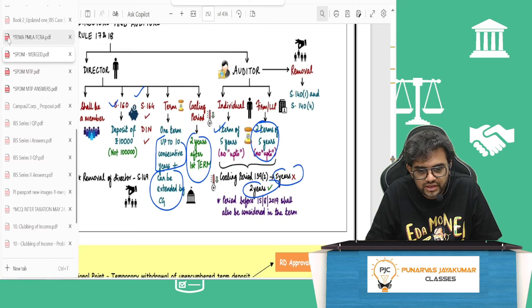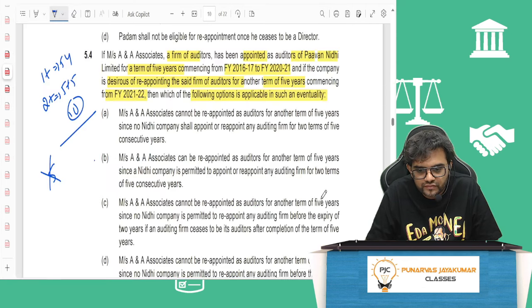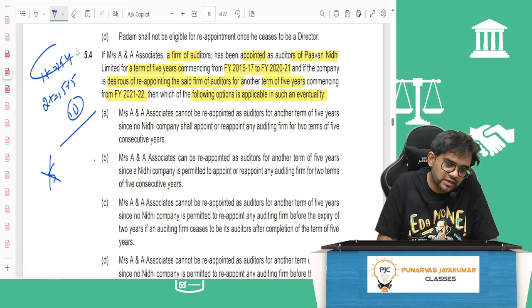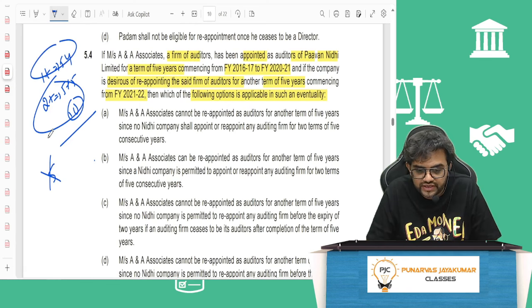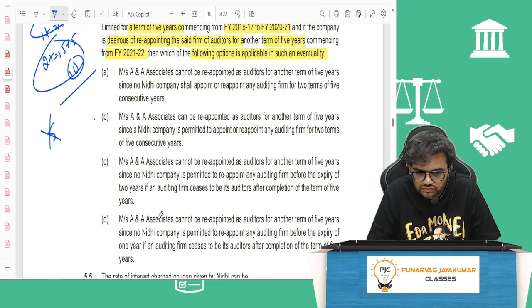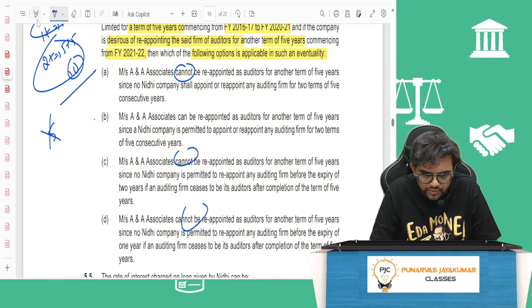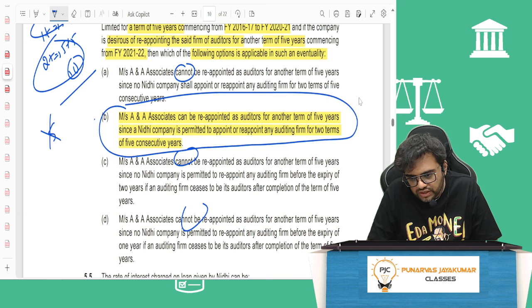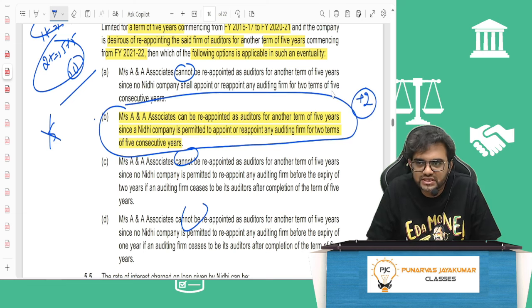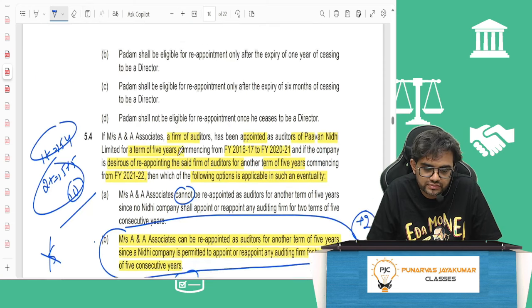So guys, here coming back. Anyway, only one term he has been appointed. So can he be appointed for the second term also? 5 years? Yes, definitely yes. Cannot be reappointed is wrong. Can be appointed. Two terms of 5 consecutive years, after which a cooling period of 2 years is necessary. So it is possible.